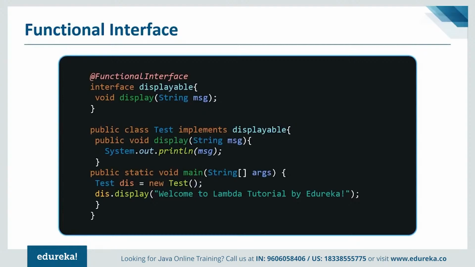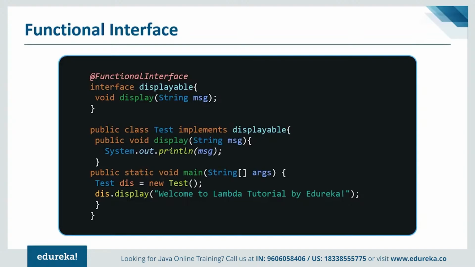So this is one code snippet where you can very easily identify what is a functional interface: an interface with one single abstract method. By default, whenever you are writing a method, it is a public abstract method in your interface. So this is one example of a functional interface and how we can use it.